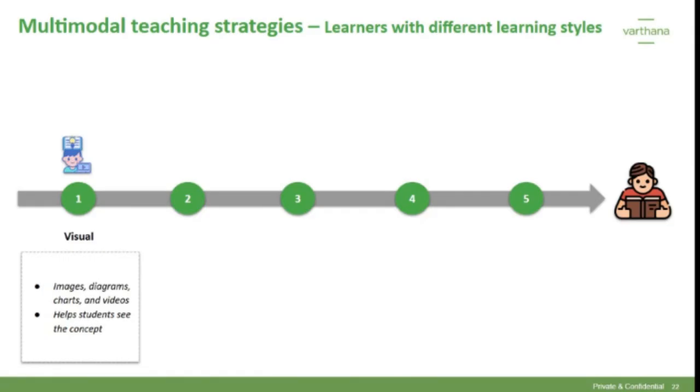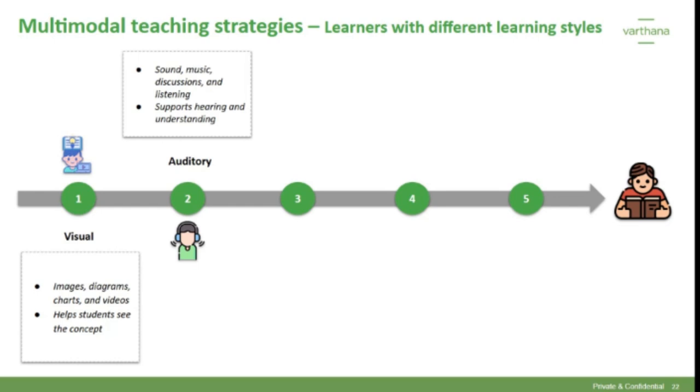Such learners are called visual learners, and the method that can be used is the visual method. For example, images, diagrams, charts, and also videos, since we can incorporate technology. So videos also can be used here. The next learning style we came across was auditory. These are the students who learn more effectively when they are hearing the concepts rather than just seeing or doing an activity.